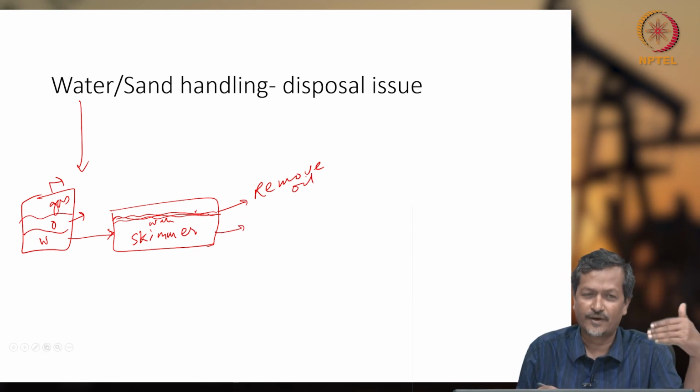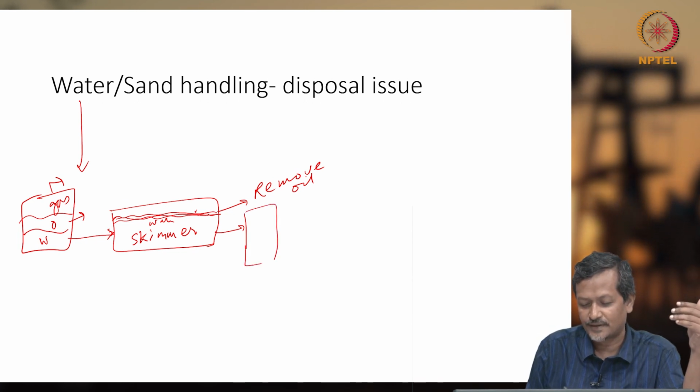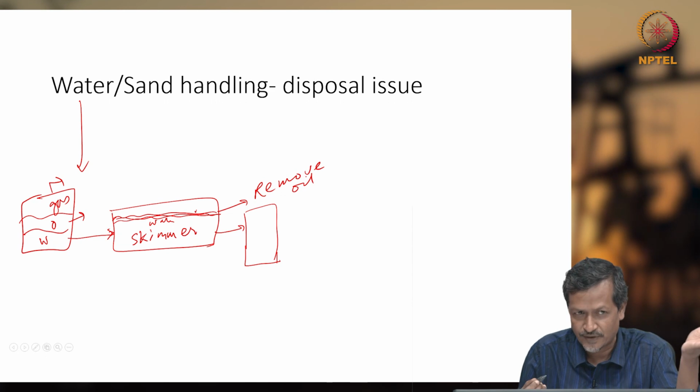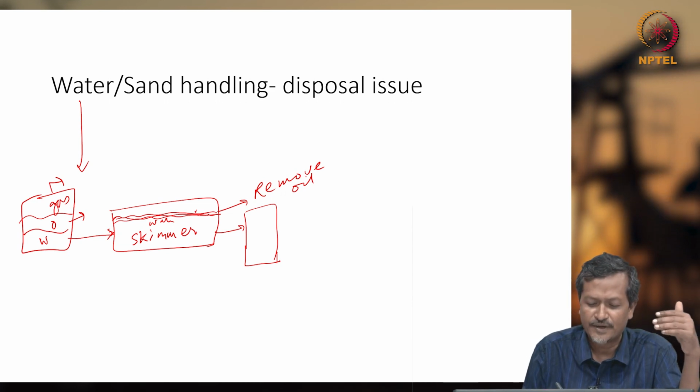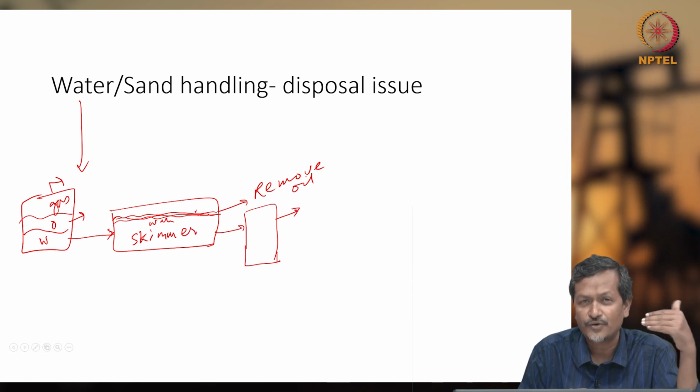And again, if you still have an oil component, then maybe you can pass it through some other type of mechanism, where maybe a hydrocyclone can be used or some other mechanism, and you can remove the oil particles from the water. Then how to dispose?